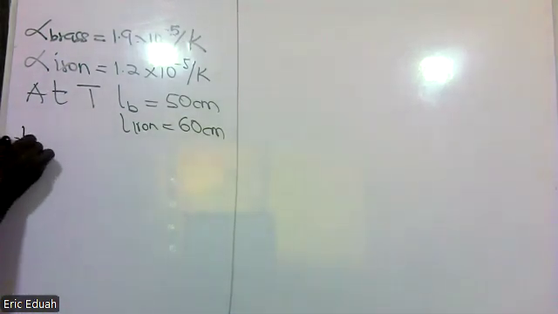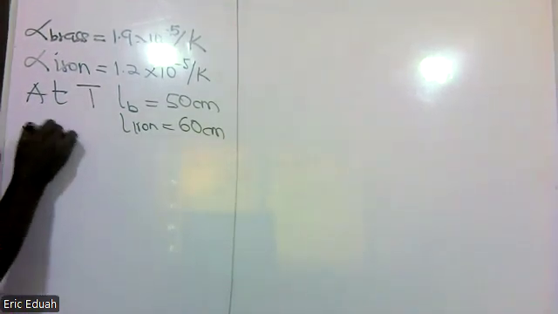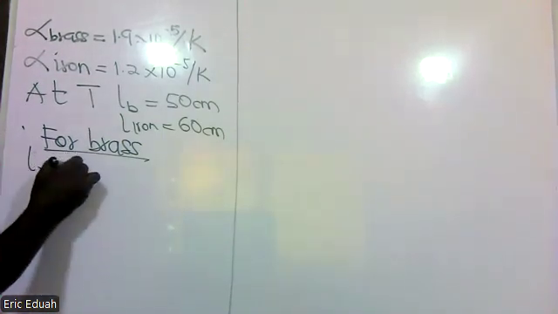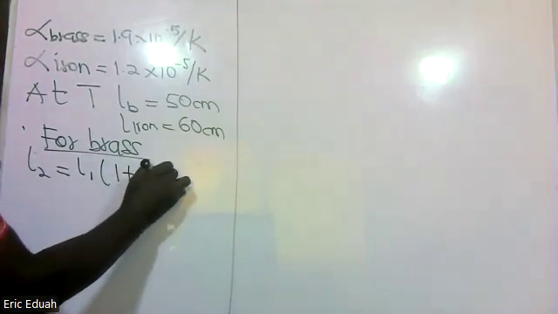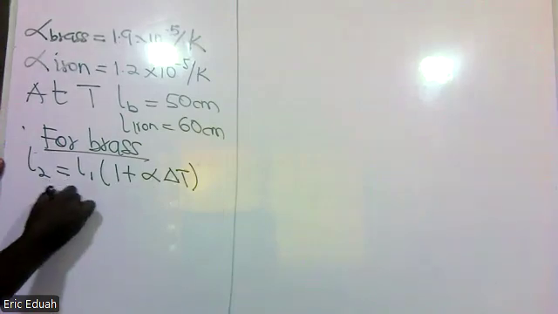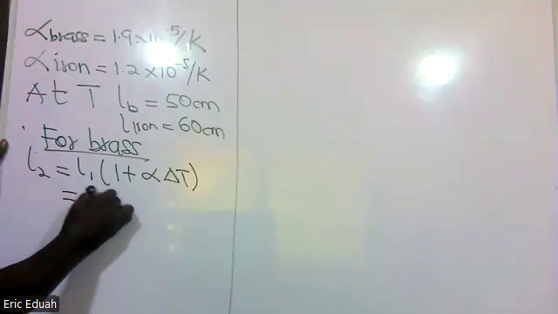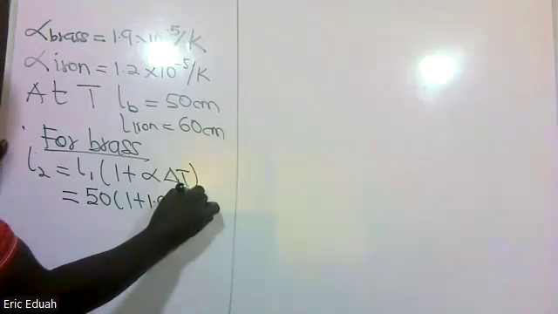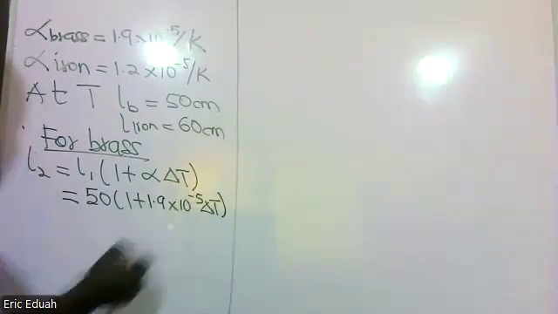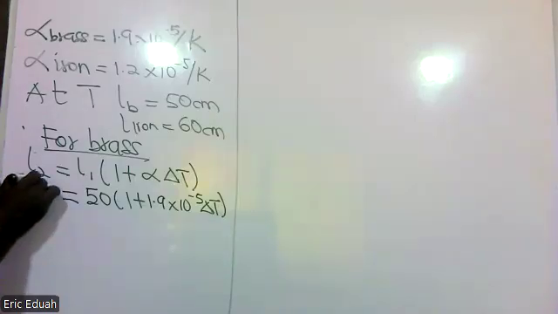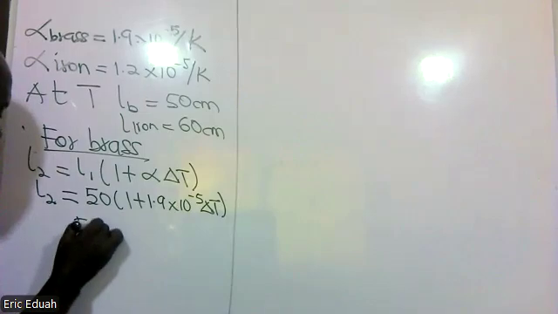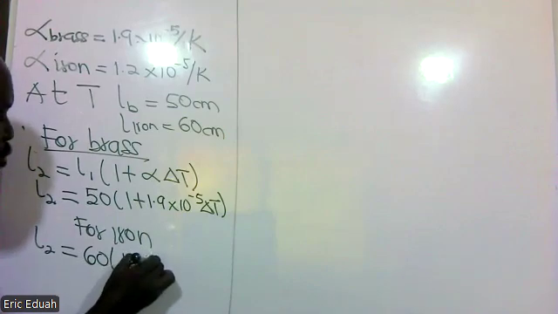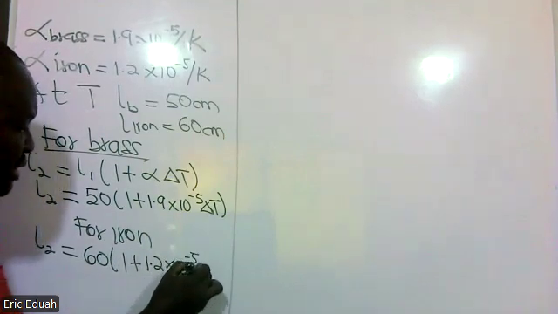So for brass, L2 will be equal to L1 times 1 plus alpha times delta T. Therefore L2 will be equal to 50 times 1 plus 1.9 times 10 to the power negative 5 delta T. Change in temperature, we don't know. This is L2 for brass. Then for iron, L2 would be equal to 60 times 1 plus 1.2 times 10 to the power negative 5 delta T.